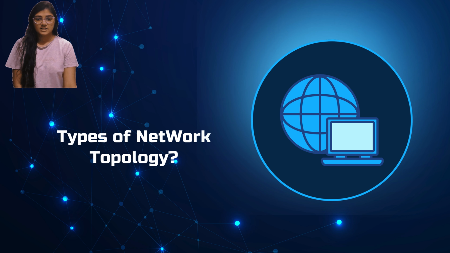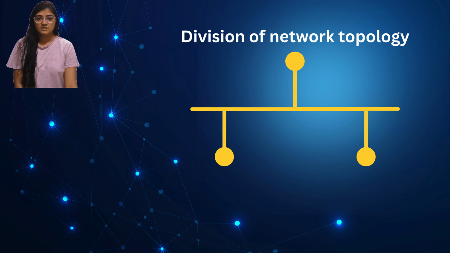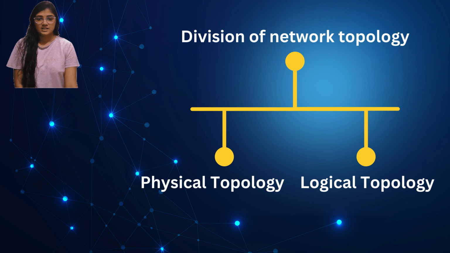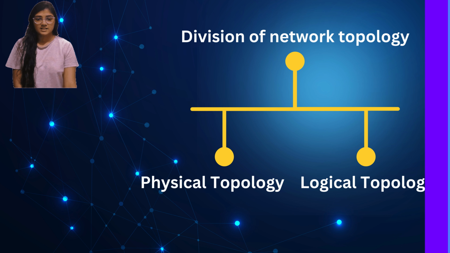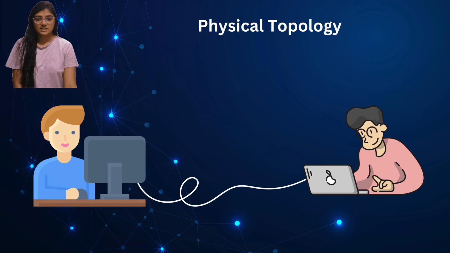Types of network topologies. The division of network topologies is done in two ways. First, physical topology. Second, logical topology. Now, let's look at the physical topology. This refers to the actual physical layout of the cables and connections between devices. There are four main types.